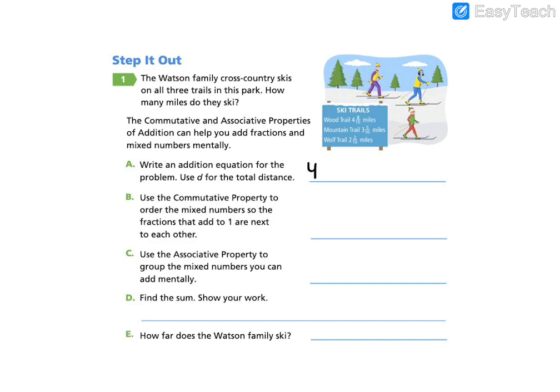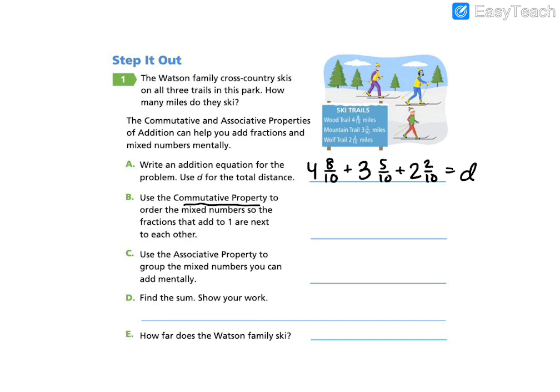We know the wood trail is 4 8/10 miles. The mountain trail is 3 5/10 miles. And the wolf trail is 2 2/10 miles. And that will give us the total distance. The commutative property allows us to change the order in which we're adding.